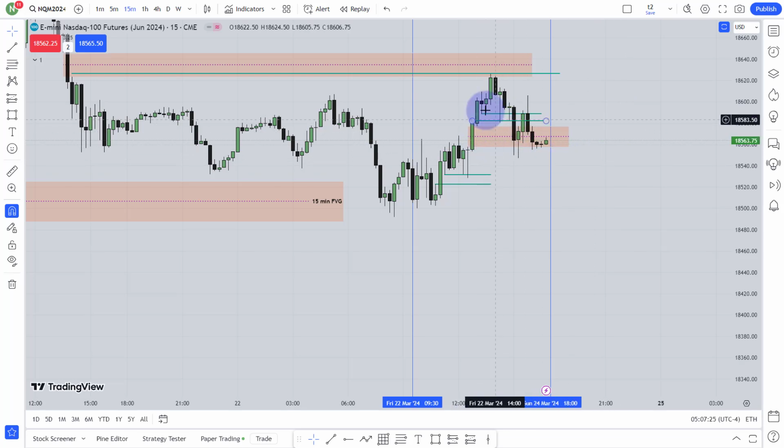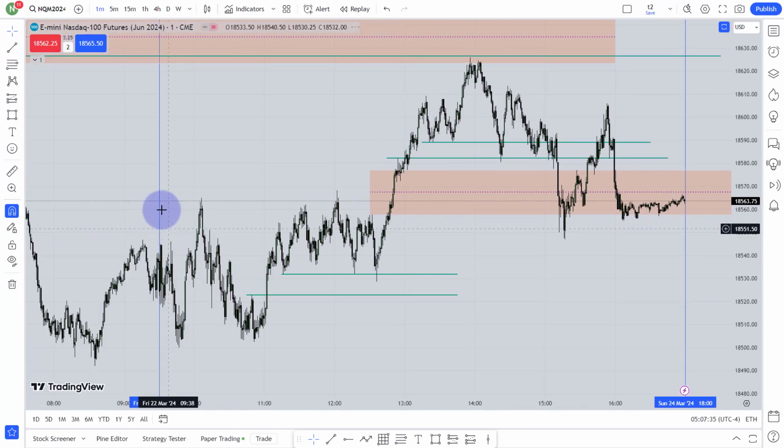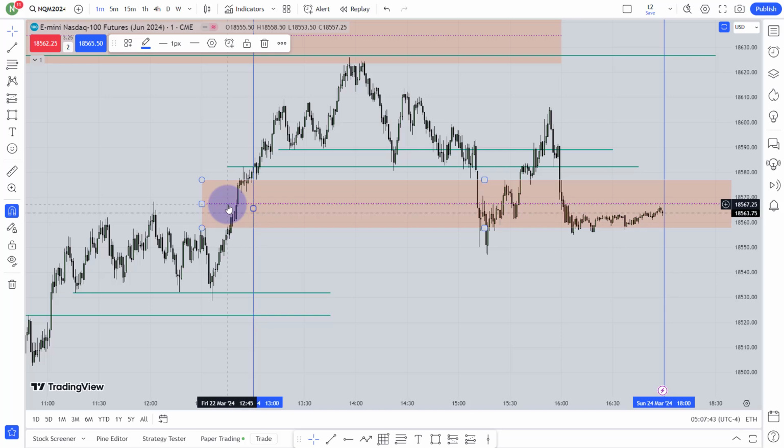At the same time, I got the fair value gap. Remember, the first two lines are the entry fair value gap. This is the last fair value gap. Now I'm going to the 1 minute chart again, and I'm going to mark the PM session. So the PM session starts from 1. So here is your 1 candle.